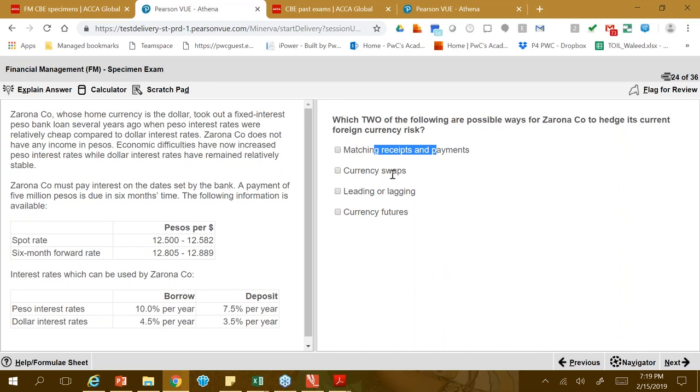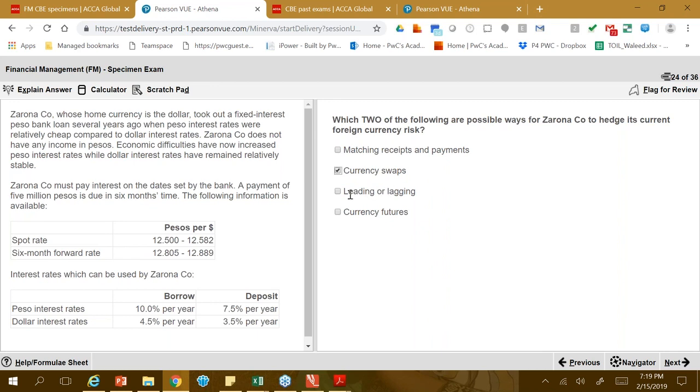Can we use currency swaps here? Could be used. Yes, we can use the swaps here because they are paying interest rate in long term. So the interest rates on long term, we can use the currency swaps for that. Leading or lagging? Leading is to accelerate exchange, lagging is to delay the exchange.